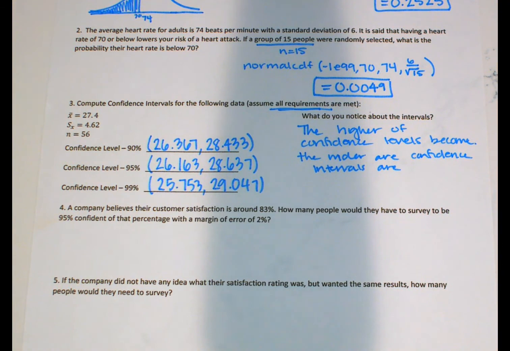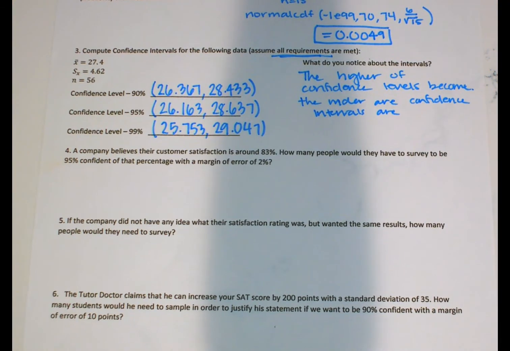All right. So then if we look at number 4, a company believes their customer satisfaction is around 83%. How many people would they need to survey to be 95% confident of that percentage with a margin of error of 2%? So I'm looking for the sample size that I would need. I will give you these formulas when we take our test.